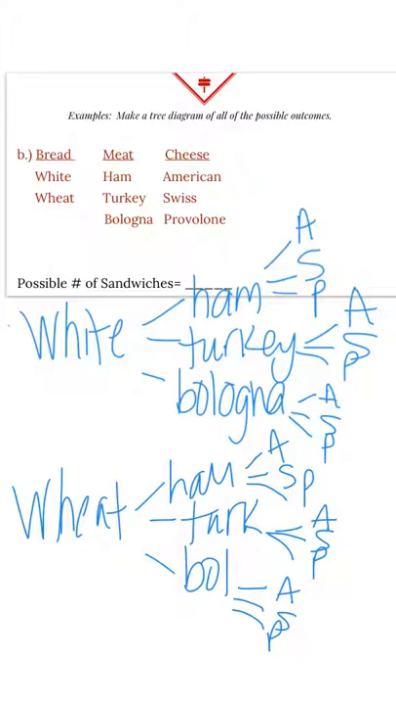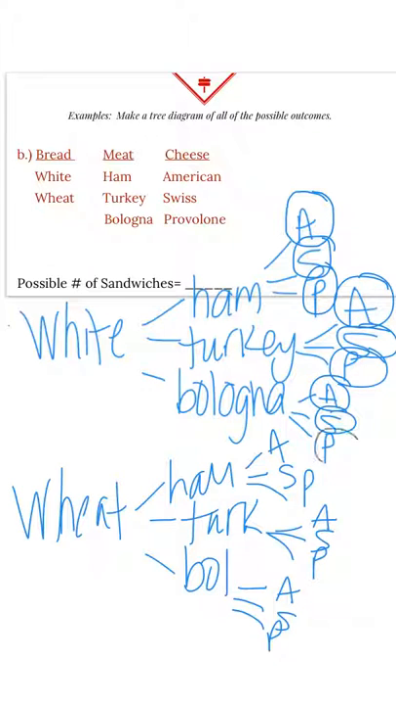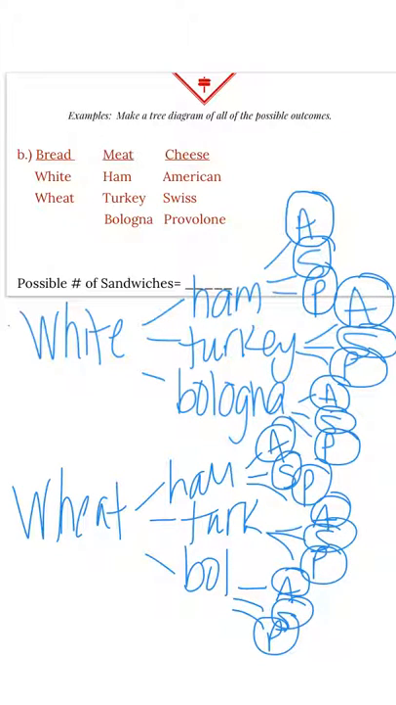Now when we add up all of the possible choices there are, we're only looking at the very right. We have 1, 2, 3, 4, 5, 6, 7, 8, 9, 10, 11, 12, 13, 14, 15, 16, 17, 18. There are 18 possible sandwiches.